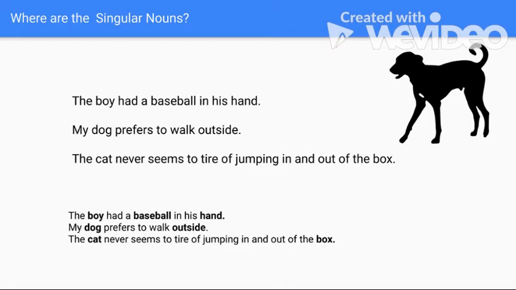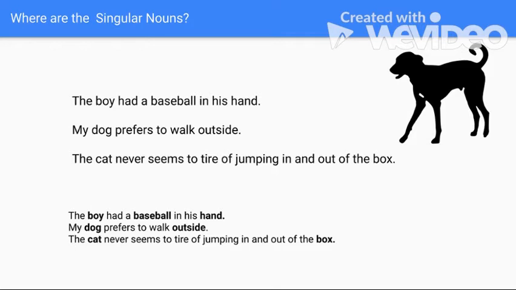Looking at the second sentence, we can go word by word again. My dog prefers to walk outside. Which word is a person, place, thing, or idea? The dog is a noun because it is a thing. Outside is a place, so that is the second noun.